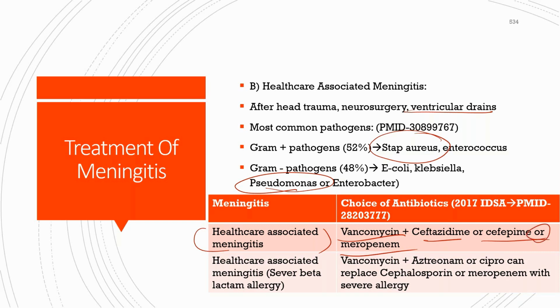So you can use vancomycin plus ceftazidime or cefepime or meropenem. So meropenem will cover everything. Ceftazidime or cefepime will cover Pseudomonas. Meropenem will cover Pseudomonas plus everything. Healthcare associated meningitis with severe beta-lactam allergy, ID needs to be involved here and here too. You can use vancomycin, and aztreonam or Cipro can replace cephalosporin, or you can use meropenem with severe allergy.